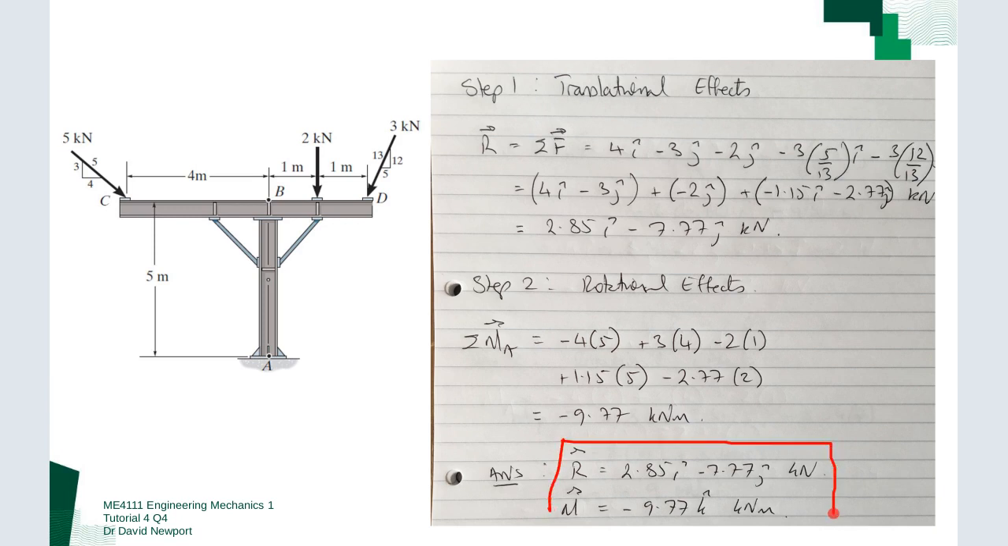Our overall answer then, and this is important to summarize, is that our resultant force acting at A is 2.85 i hat minus 7.77 j hat kilonewtons, and our rotational effects sum up to minus 9.77 k hat kilonewton meters. You don't need to put the k in and be pedantic, because I've written that in vector form with the arrow overhead. As a 2D system, the moment directions are either plus k hat or minus k hat. So just putting minus 9.77 kilonewton meters is sufficient if you so wish. Or you can just say 9.77 and indicate that it's going in a clockwise direction. Just a swoop like that will suffice also.